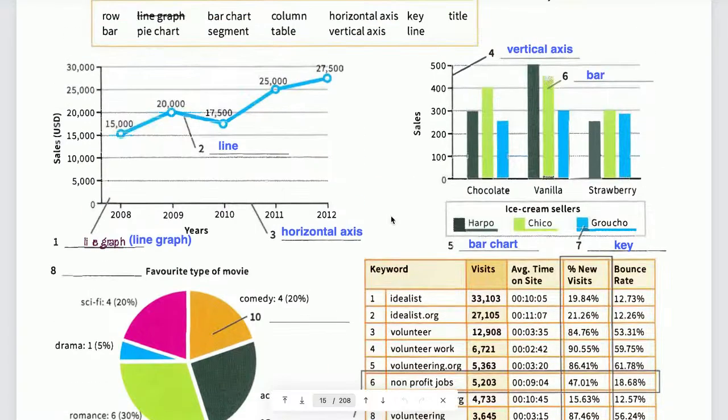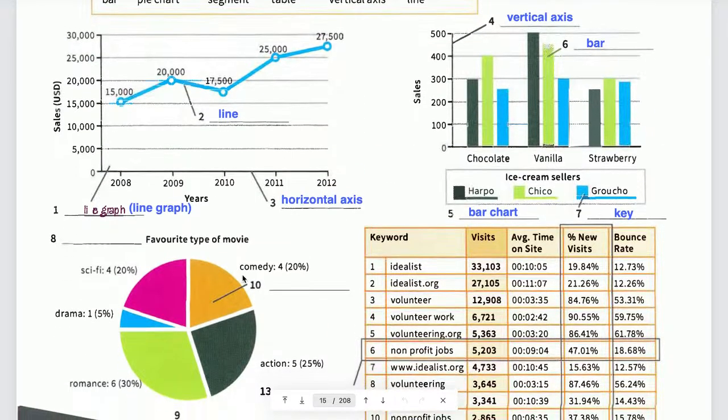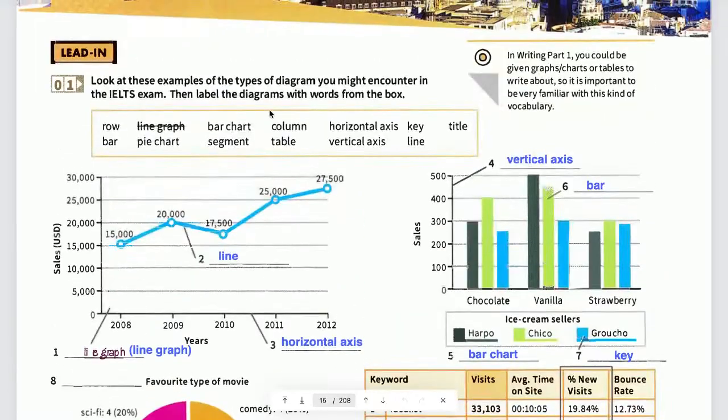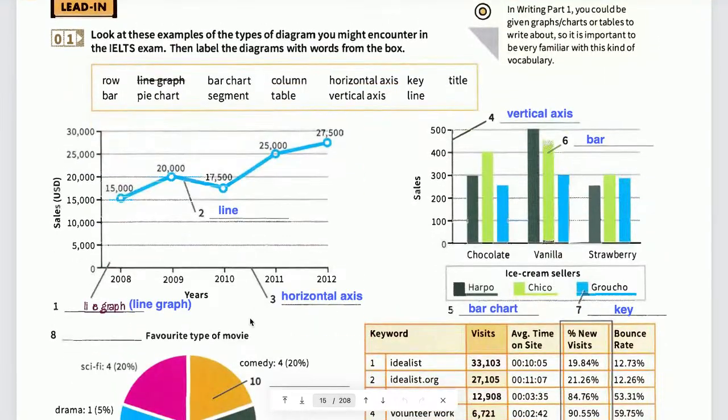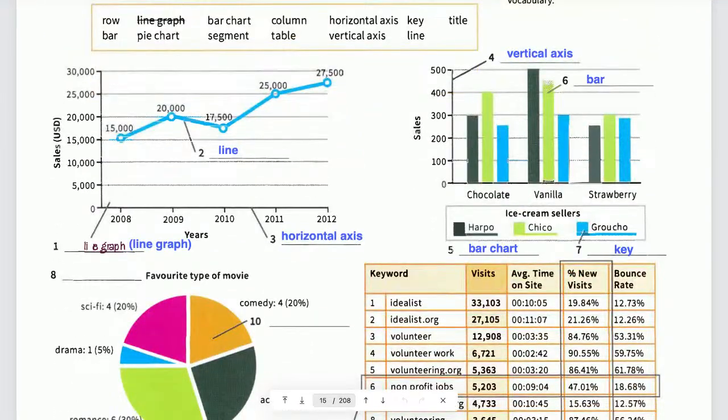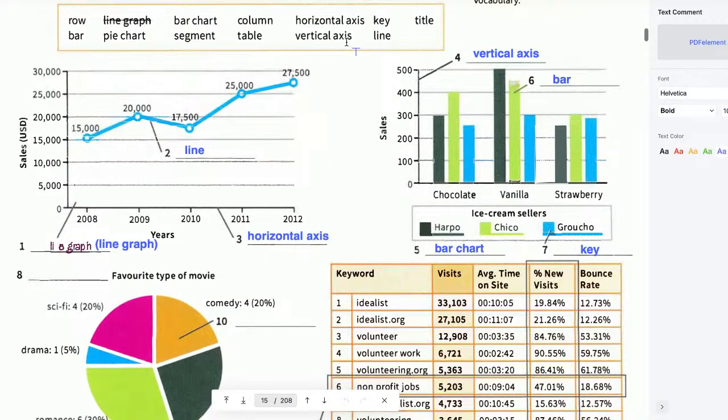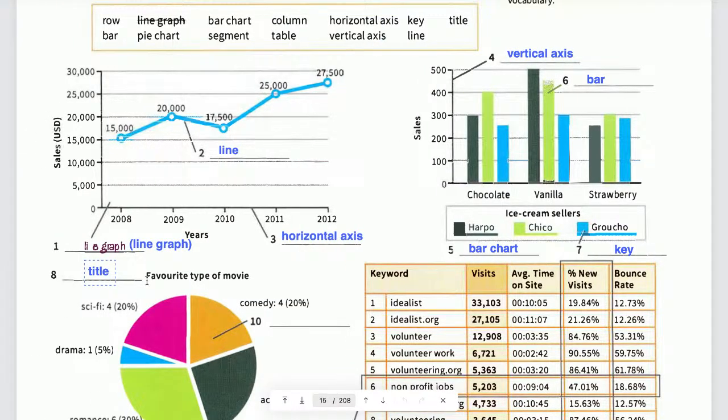Eight. Where's number 8? 8, favorite type of movie, right? So what is that? Look at the box here. How can we call it? Yeah, number 8, that is the title, right? Title, you can see it's right there in the box. So the title of the chart is favorite type of movie. Okay, we have a title.